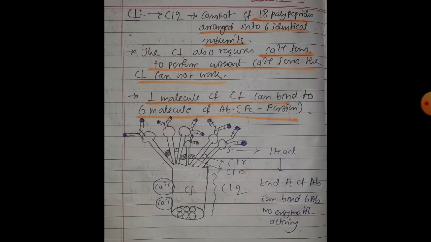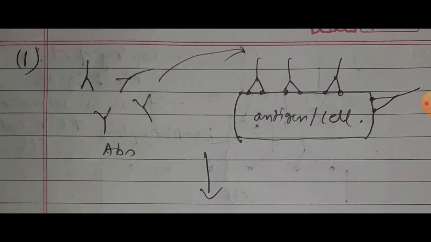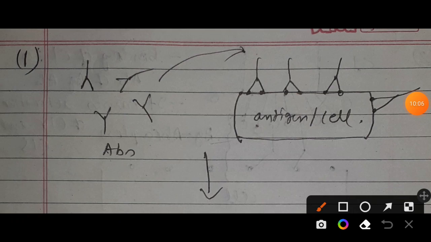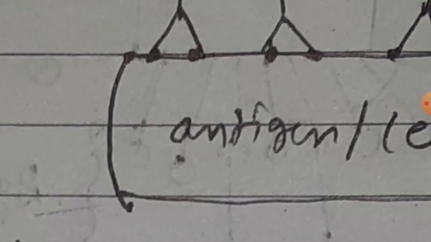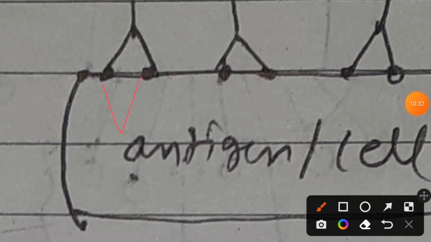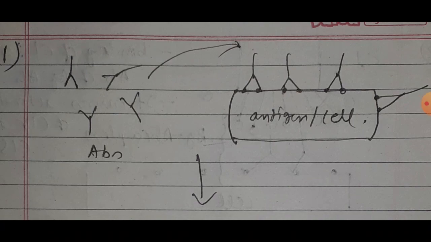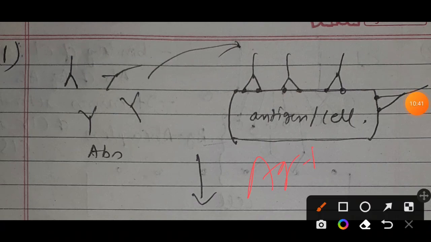So now let's move to the steps. As I have told you, first step will be the formation of antigen antibody complex. On that surface there are various epitopes present. Now the question is, what is an epitope? Epitope is the specific part of the antigen that can interact with the antibody. So these parts are epitopes. That is how the antigen antibody complex is formed.